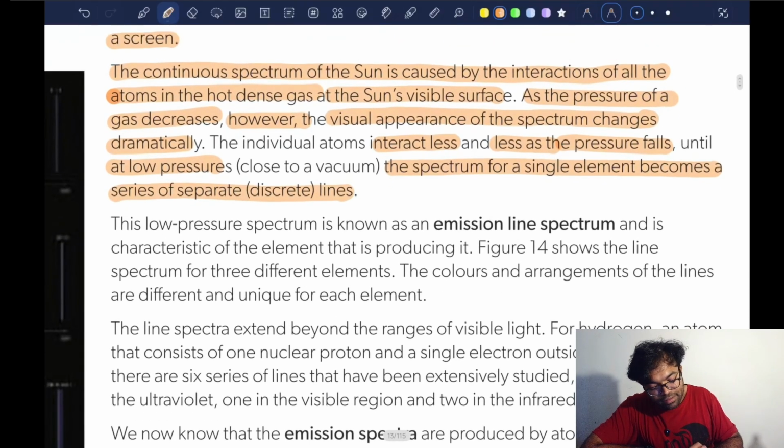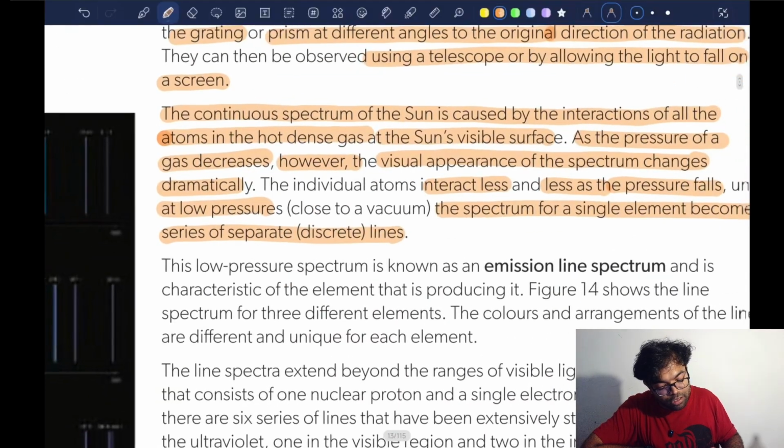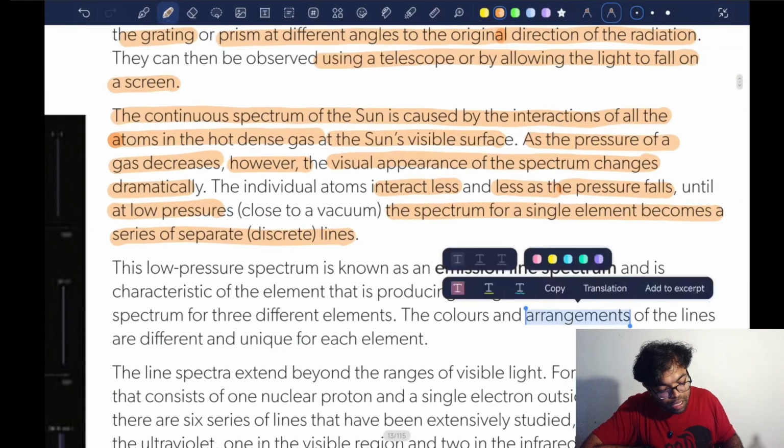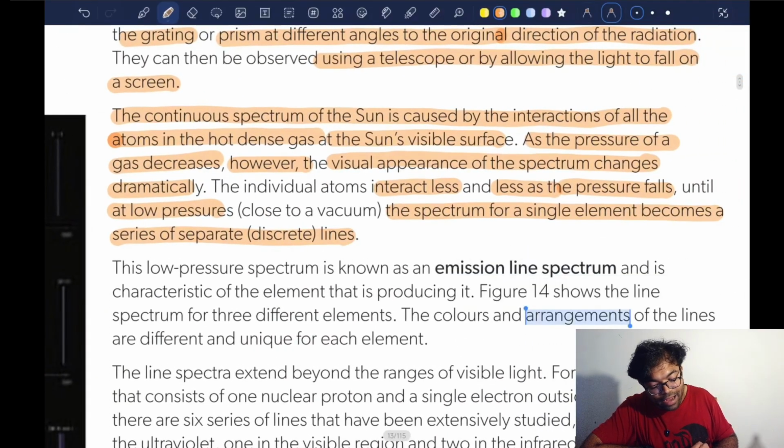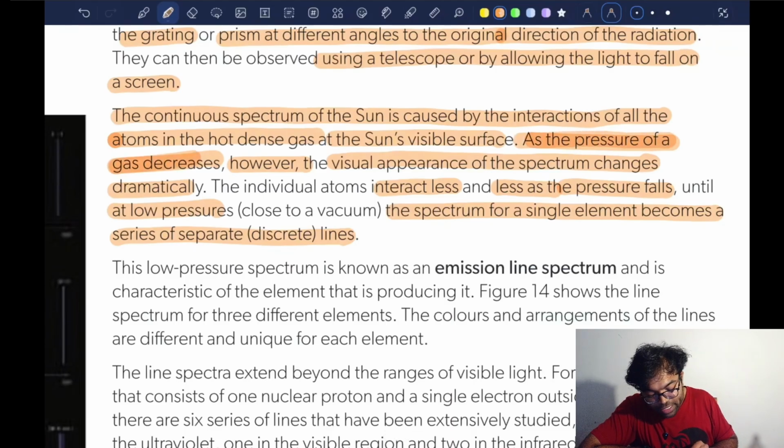Okay, again I'm going to repeat this. The continuous spectrum of the sun, this is the continuous spectrum. The continuous spectrum of the sun is caused by the interaction of all the atoms in the hot dense gas at the sun's visible surface. All the atoms in the surface of the sun are getting excited, due to which, when they come back, they will release a certain amount of radiation.